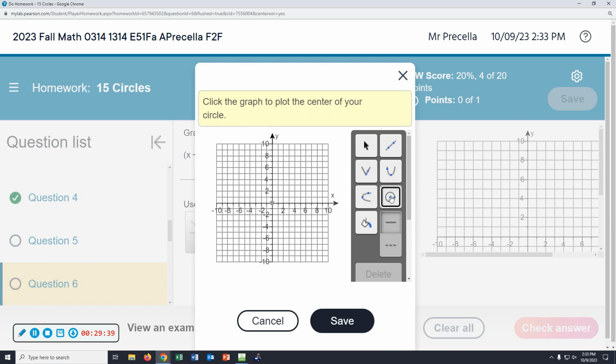So I click circle. Then the center we found was 5, negative 3. And the radius is 2. What direction do you want me to count? Up, down, left, or right? Let's count down. Let's just go down 2 units. 1, 2.